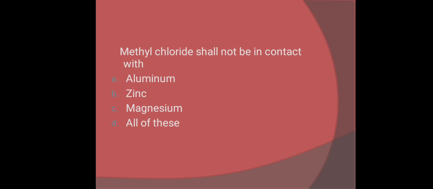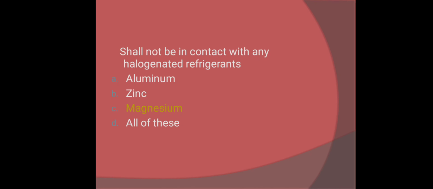Next, methyl chloride shall not be in contact with blank. Sagot dyan ay all of this, yung aluminum, zinc, and magnesium. Pag nandyan yan lahat, tapos sinabi all of this, sagot doon ay letter D. Shall not be in contact with any halogenated refrigerants. Sagot natin dyan ay manganese. Letter C.